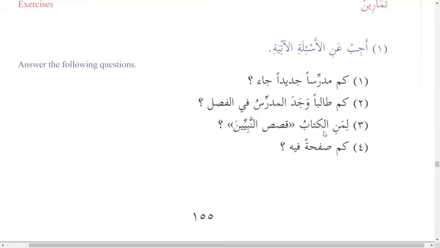Okay. كم صفحة فيه؟ How many pages are there in it? Yes. فيه 90 صفحة. It has 90 pages. Excellent.